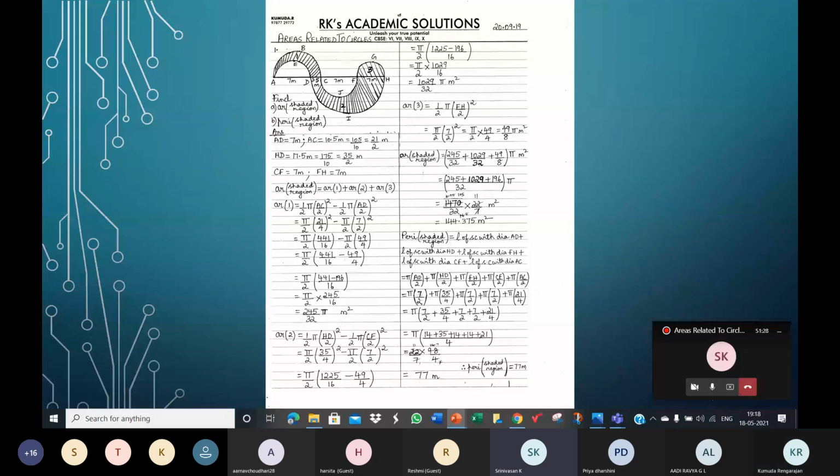For area, can't we leave it as a fraction? Why? Because it's difficult to divide. It's time consuming. Okay, when you work in the exam, you leave it as a fraction. Then if you have time, you come back and find the decimal value. You don't spend time finding the decimal value first. Okay, ma'am.